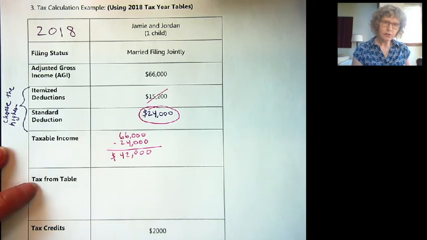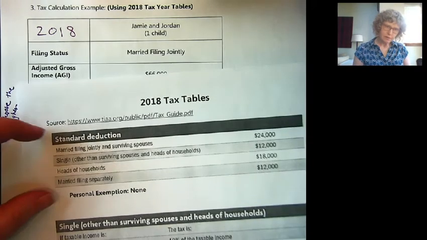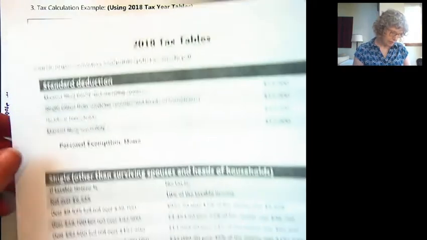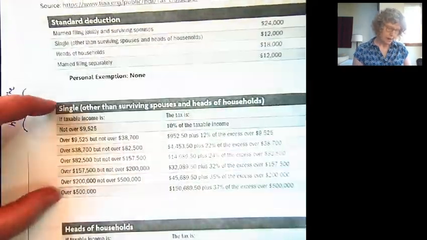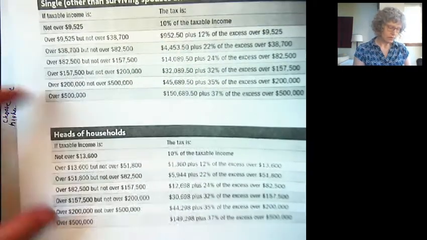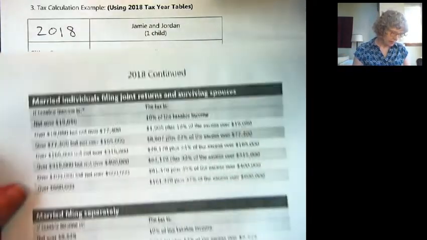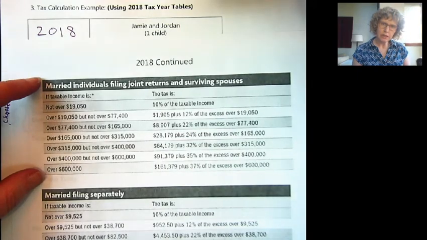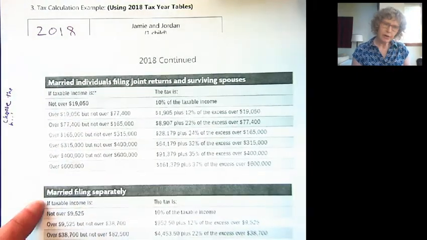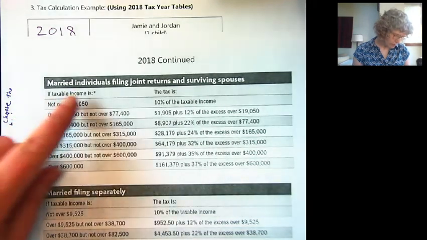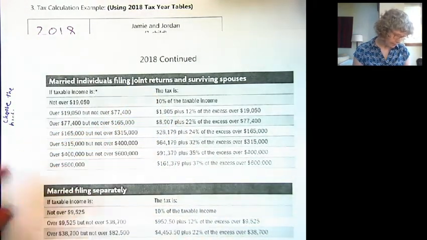Okay, so now I get to show you the tax from table. This is the new part that wasn't really in the other video. So we looked at this first table for the standard deduction. Then there's a table for each filing status. So this is single. This is head of households. So we don't want either of those. The next page has married individuals filing jointly, or surviving spouses, or married filing separately. Okay, so our couple is married filing jointly.